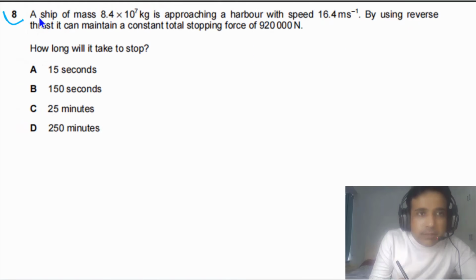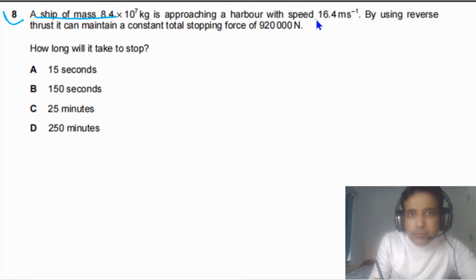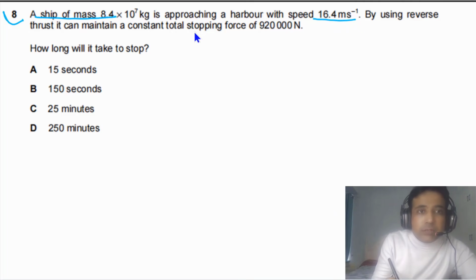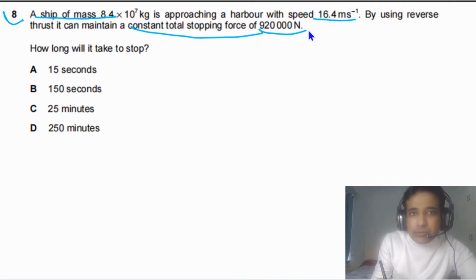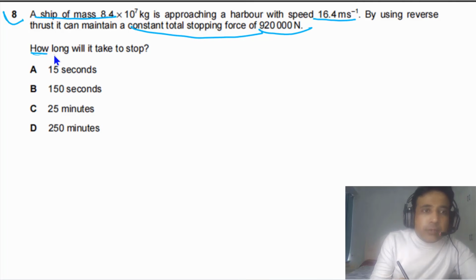Question number 8 says, a ship of mass 8.4 times 10 to 7 kg is approaching a harbor with a speed of 16.4 meters per second. By using reverse thrust, it can maintain a constant total stopping force of 920,000 newtons. We need to find out how long it will take to stop the ship.